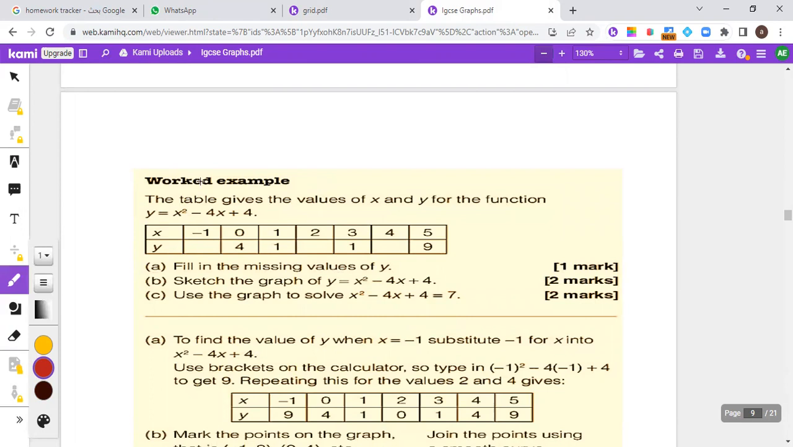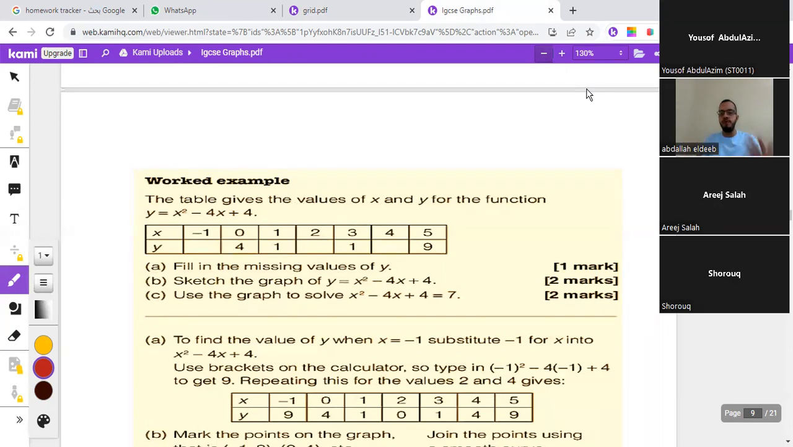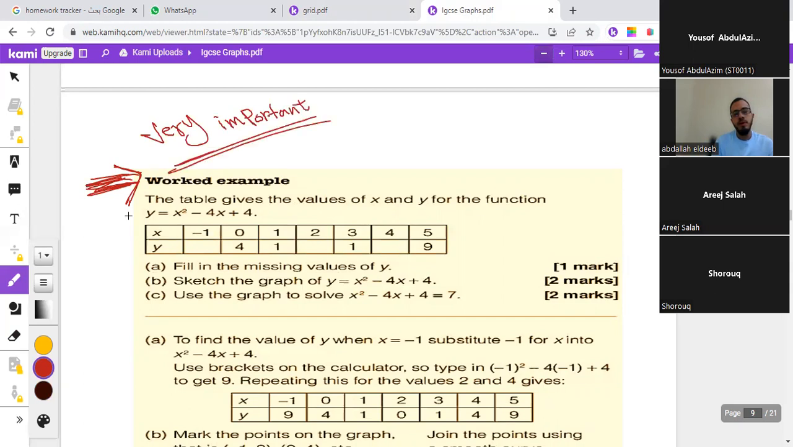Okay, this worked example, I need you to try to graph with me. Try to graph this example with me. And write here, very important, because it is a very common question.